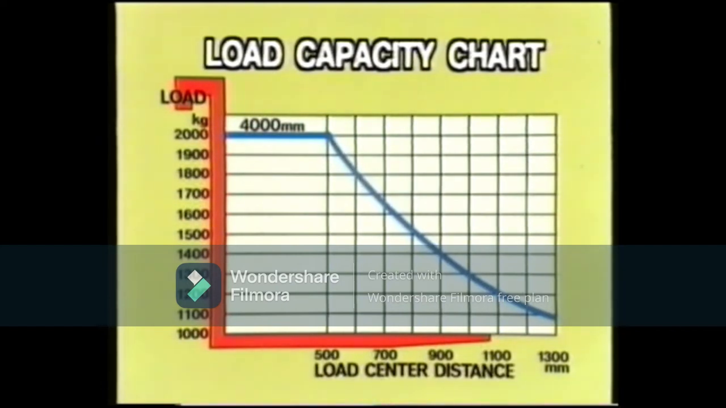In the case of a forklift having a maximum load capacity of 2 tons, the standard load center is set at 500 millimeters and the lift at 4,000 millimeters. This graph shows how much the permissible load weight should be reduced when the center of load is moved forward from the standard load center. For example, when the center of gravity is 900 millimeters, the graph shows the permissible load is 1,400 kilograms. It means that front-to-rear stability is maintained within that range.